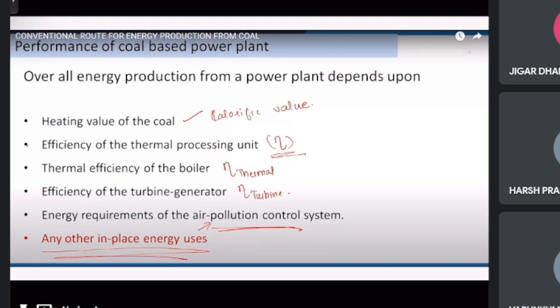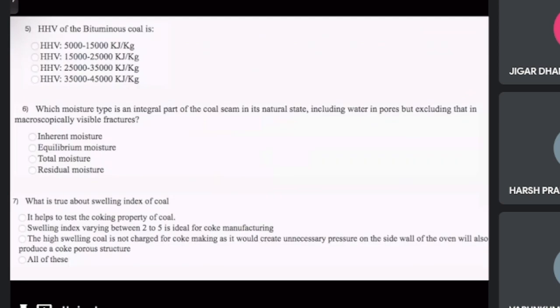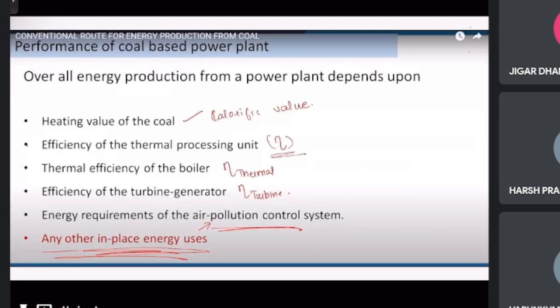Right. And any other in-place energy uses. This air pollution control energy use is just one example of in-place energy uses. There may be other places where you probably have to expend energy in a coal-based power plant. So you have to take into account everything, and only based on that will you be able to measure the performance of a coal-based power plant.